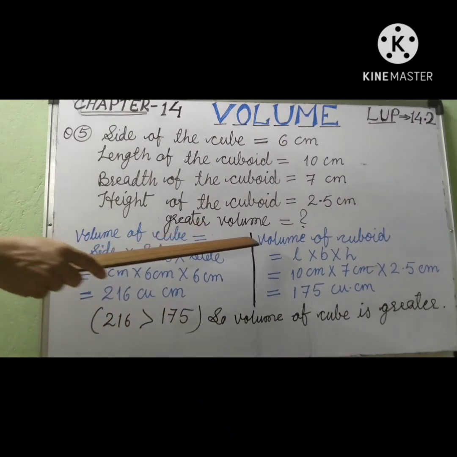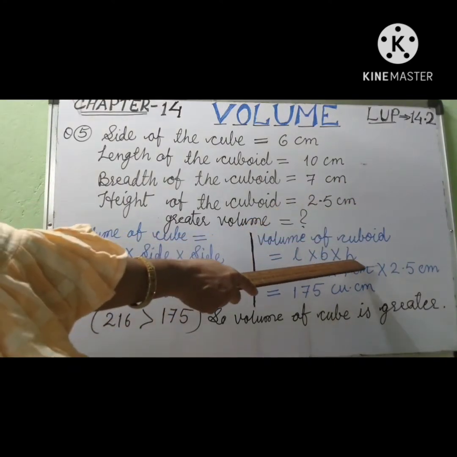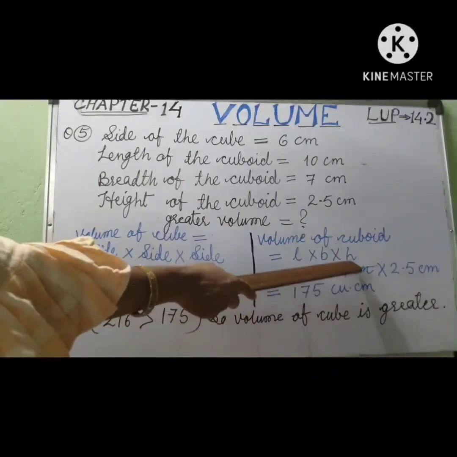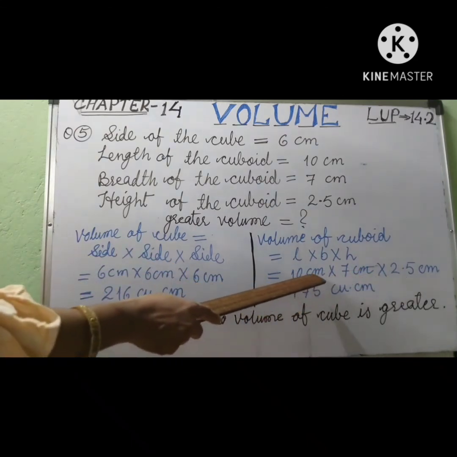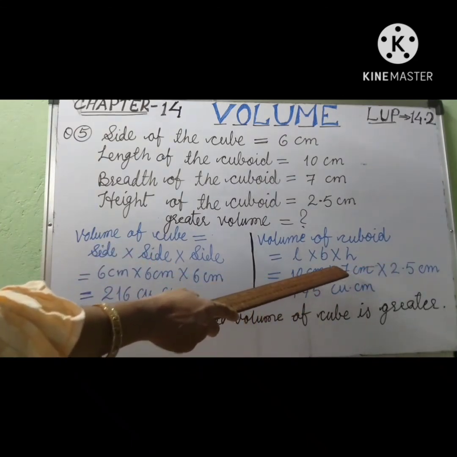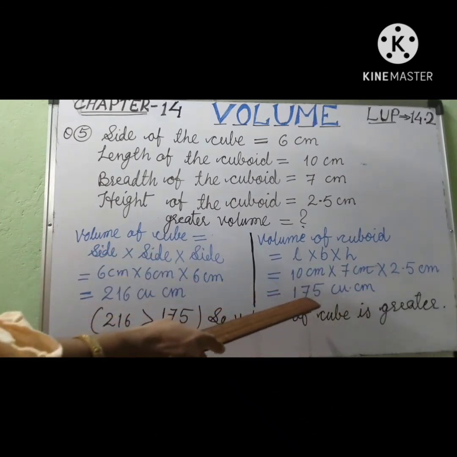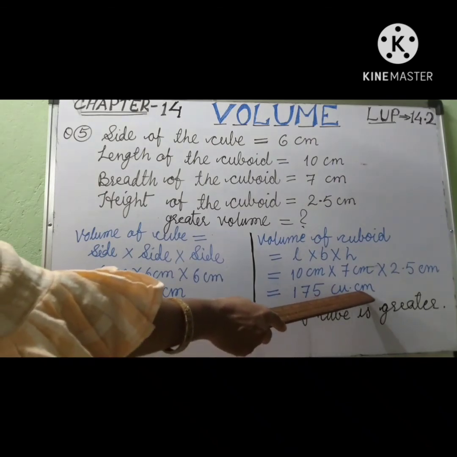Now we will find the volume of the cuboid, and the formula is length into breadth into height. Here we write length is 10 centimeter, breadth is 7 centimeter, and height is 2.5 centimeter. All the three dimensions are given in centimeter, so no need to convert. We can easily multiply all the three dimensions. When we multiply, we will get 175 cubic centimeter.